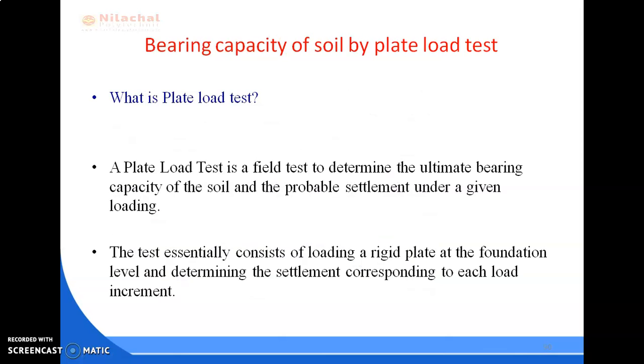So for this lecture, this much. In the next lecture, we will discuss the plate load test to find out the bearing capacity of soil. So thank you.